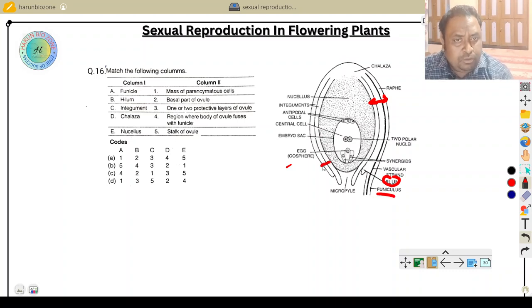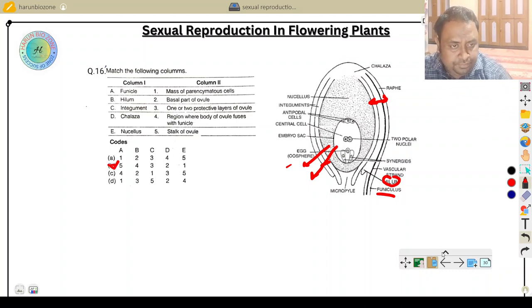From the integument, the seed coat develops, and from the fruit the pericarp, mesocarp and endocarp develop. From the ovary, the fruits are developed. From the ovule, the seeds are developed. Clear? Nucellus can remain permanently as perisperm, and the chalaza region is fused after the embryo sac is developed. So here the right answer is B.